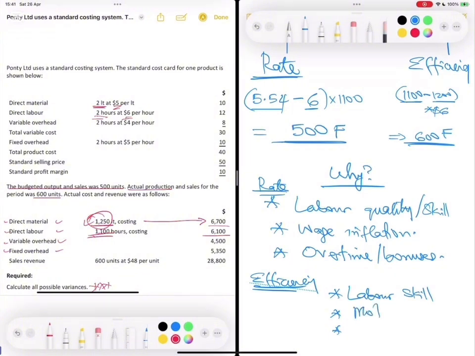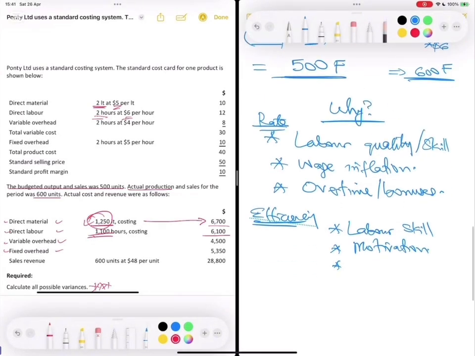Likewise, motivation. When staff are very motivated, they will definitely give their best and they will focus. And honestly, material quality as well can impact efficiency. Imagine if you are working with fake or poor materials, you might have to redo the same thing all over again because the first one you did has gone bad. And that's it with labor variance.